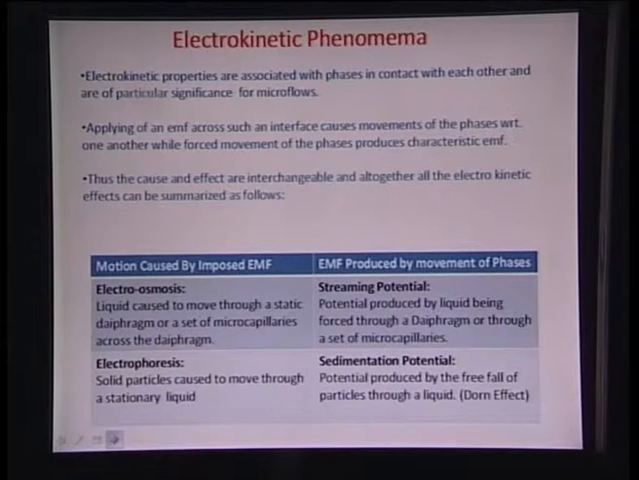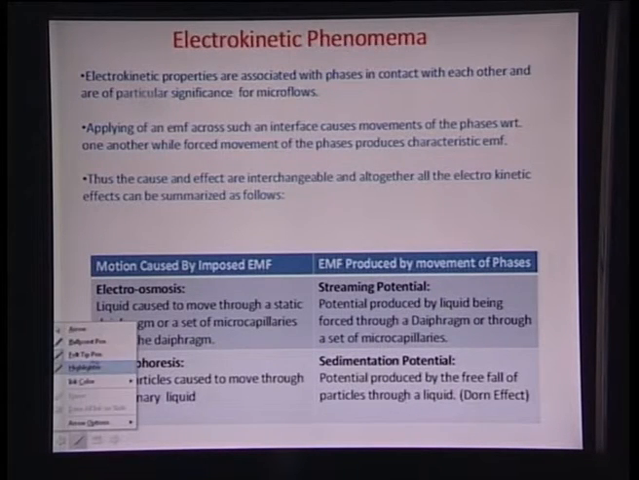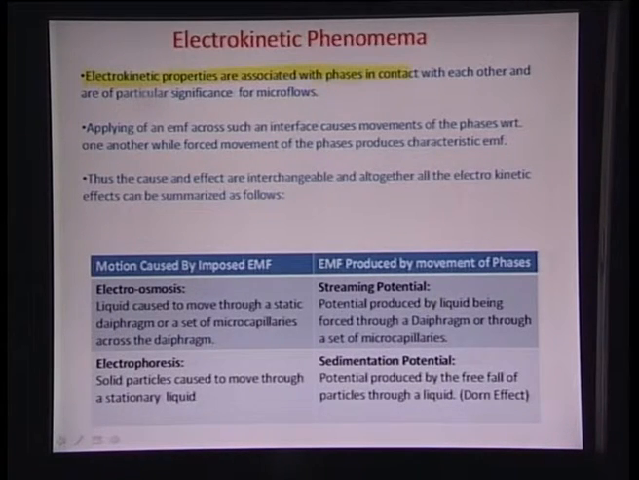So, in a nutshell, electrokinetic properties are associated with the phases in contact with each other and are of particular significance for microflows. Applying an EMF across such an interface causes movement of phases with respect to one another, while forced movement of phases produces a characteristic EMF. So, the cause and effect are really interchangeable, and altogether all the electrokinetic effects can be summarized either as motion caused by imposed EMF or EMF produced by the movement of phases.